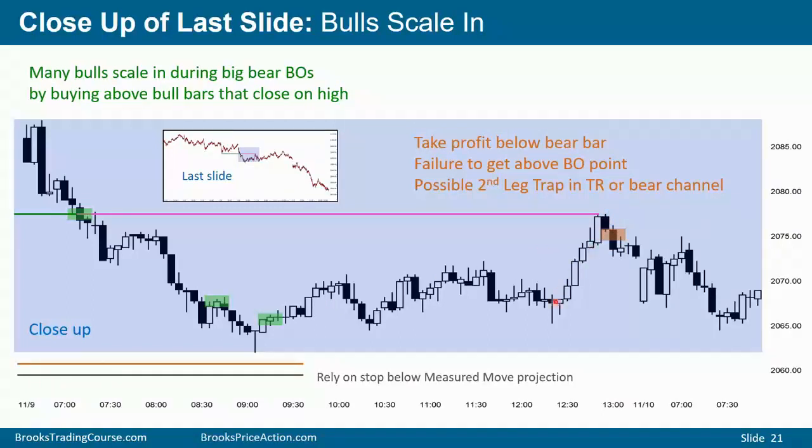This is the stop, which is below the measured move target. Because it's a strong bear bar, even though there's a very strong rally, there's a bear bar closing on its low, and it's a breakout test. It's testing that breakout point over there to the left, which is this low, and it's reversing down.